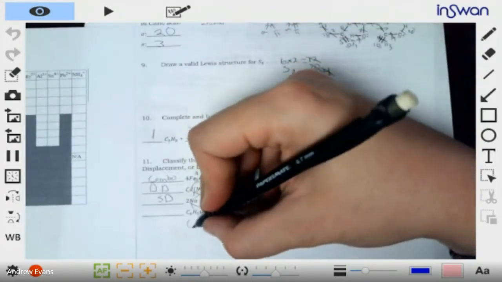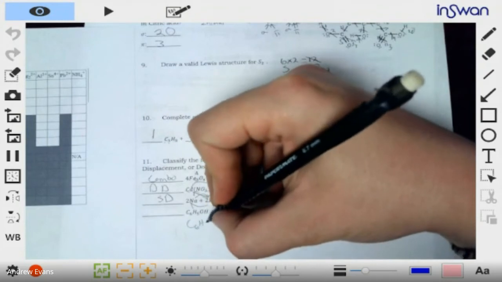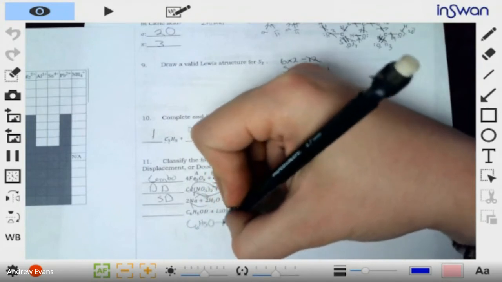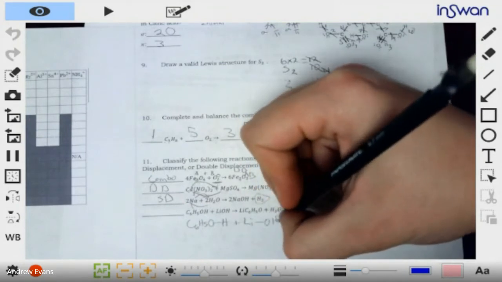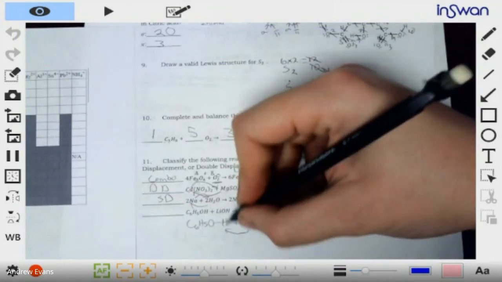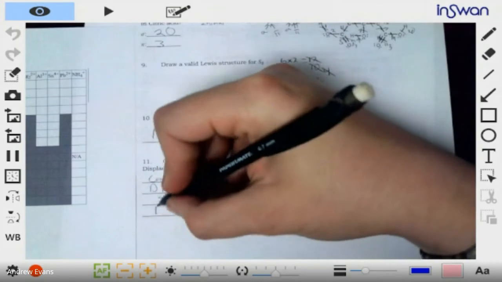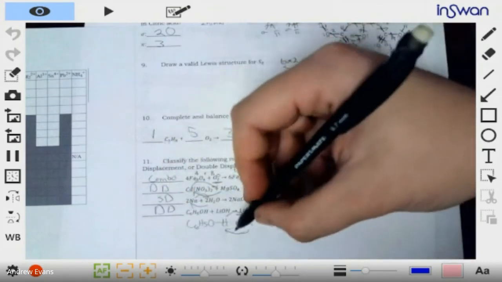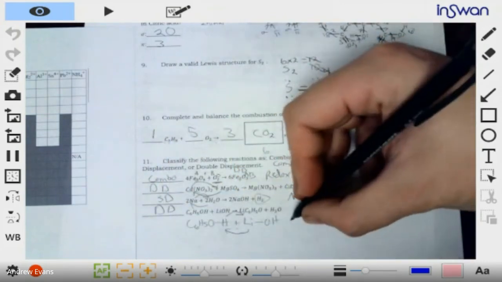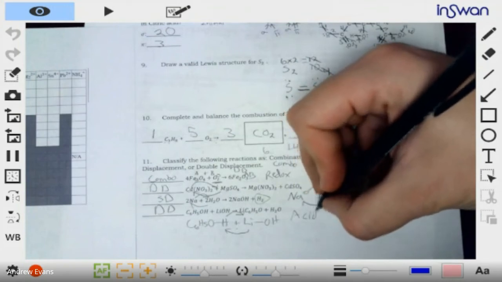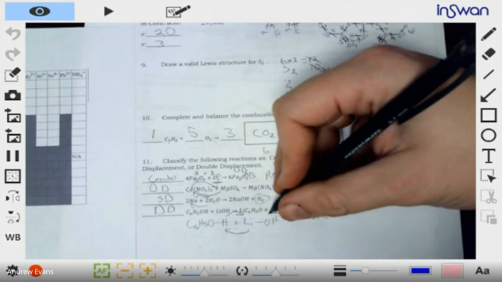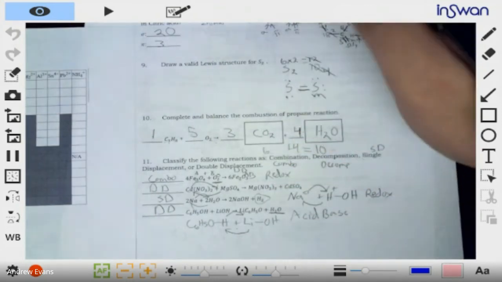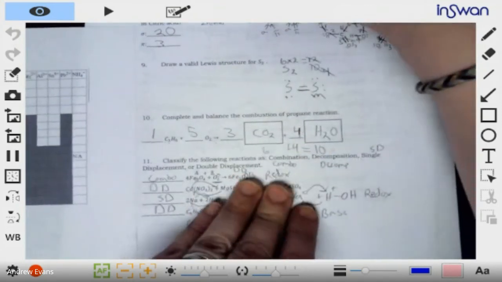Lastly, C6H5OH and lithium hydroxide, these guys are swapping places. This is a double displacement again. But this would be considered an acid base, because an acid plus a base go together to form water and a salt. That is pages 1 and 2.